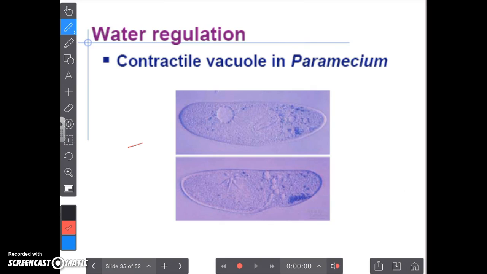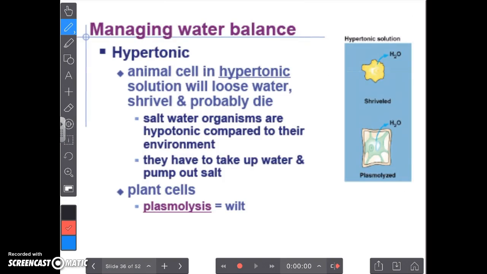Some organelles can do that. Some structures do that, like an example of paramecium, which is a protist. It has a contractile vacuole, which can actually expel water. So here's an example of where that turgor pressure is decreased because the water left.